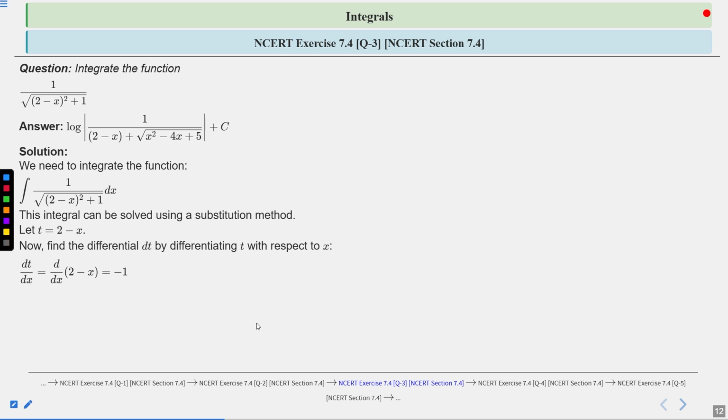So dt upon dx is equal to d upon dx of 2 minus x, which is equal to minus 1. So we can write dt is equal to minus 1 dx, which means dx is equal to minus dt.